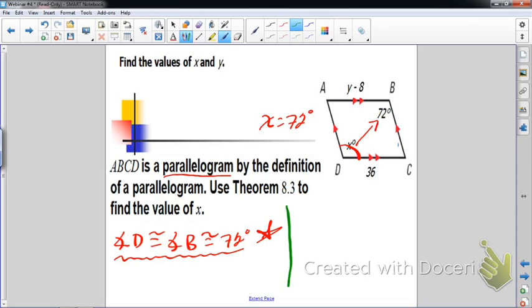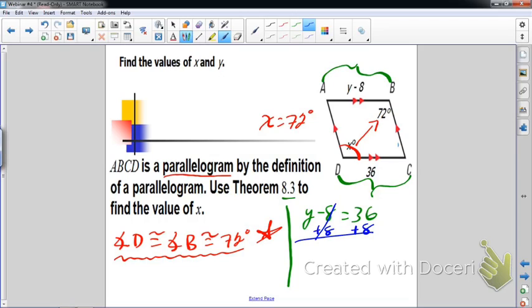Now with y, I'm actually looking at the line segment AB and DC. And just like 8.3 told us, opposite sides are congruent. So what I'm going to do now is say that I have y minus 8 equal to 36. Then I'm going to use the addition property of equality where I get to add 8 to both sides. I simplify that, so I end up with y is equal to 36 plus 8, which gives us 44. So what is y? Y is 44.